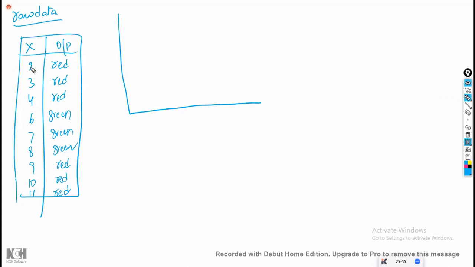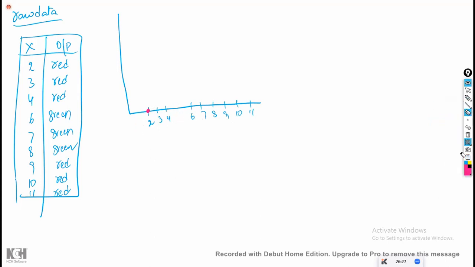So here the x value is 2. What is the y value corresponding? The y value is nothing. So I'm just taking this one, 1, 2. This is the 2, and it should be a red data point, so I'm keeping it as red. Next 3, 4, 5, 6, 7, 8, 9, 10, 11. In the given question, 1 is not there and 5 is also not there.